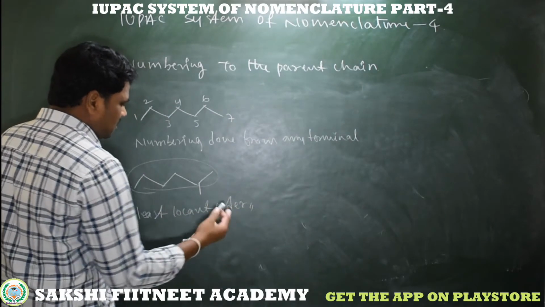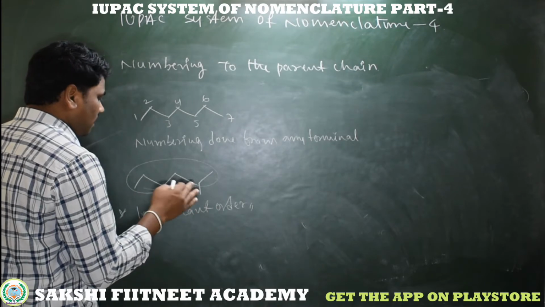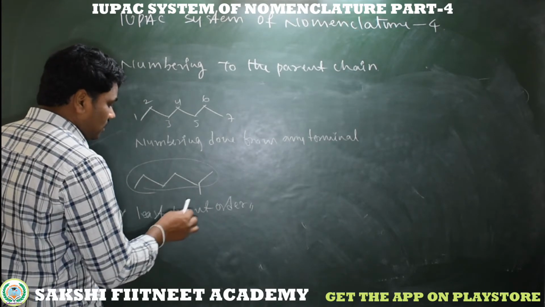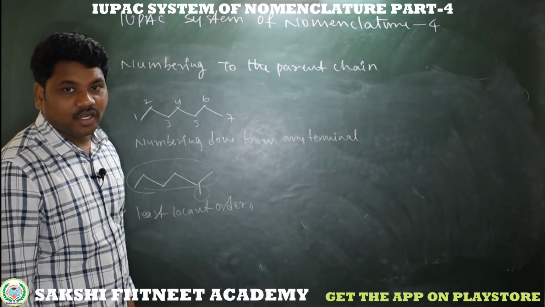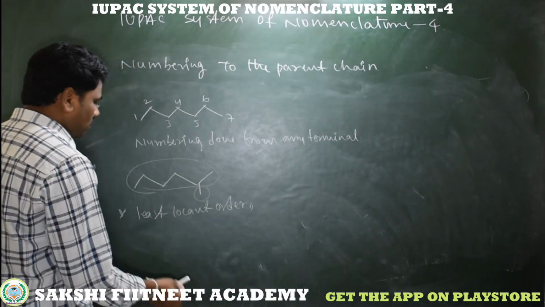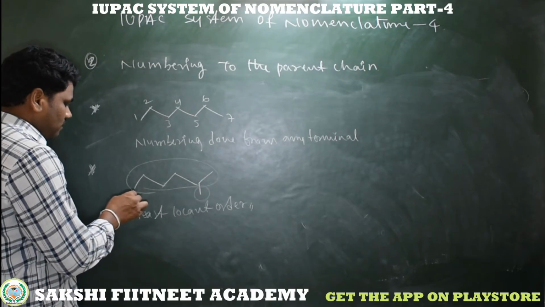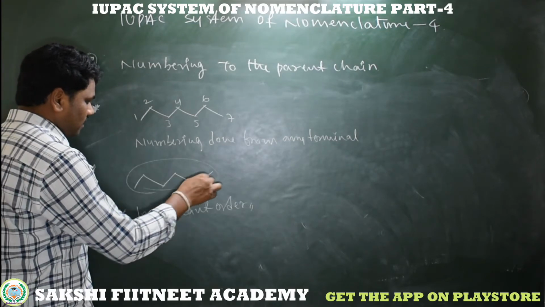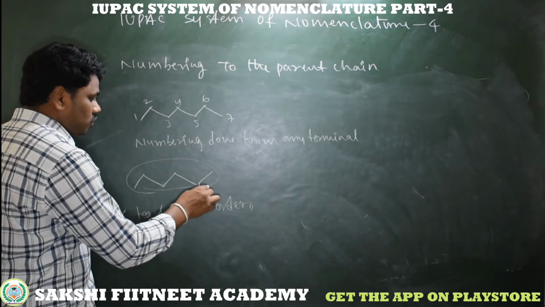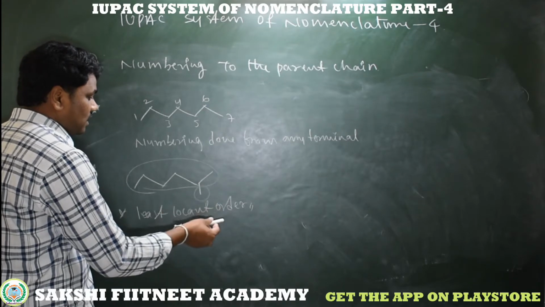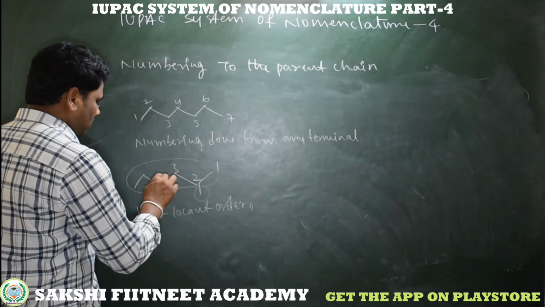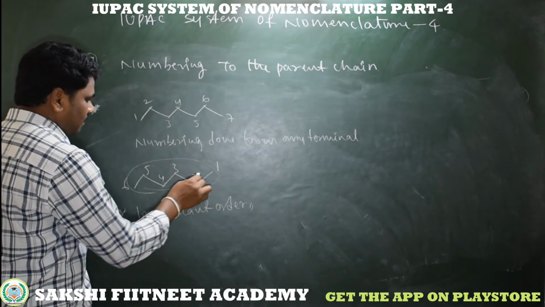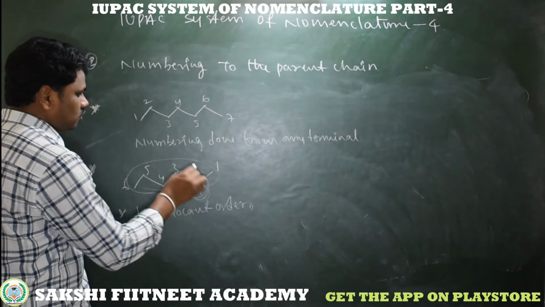It's very easy, very simple. We need to give a numbering in such a way that the substituent should get a lower number. So if I start numbering from the left side 1, 2, 3, 4, 5, 6, I'll get the 5th position for this substituent. If I start numbering from the right side 1, 2, 3, 4, 5, 6, at the second position we are getting a substituent.